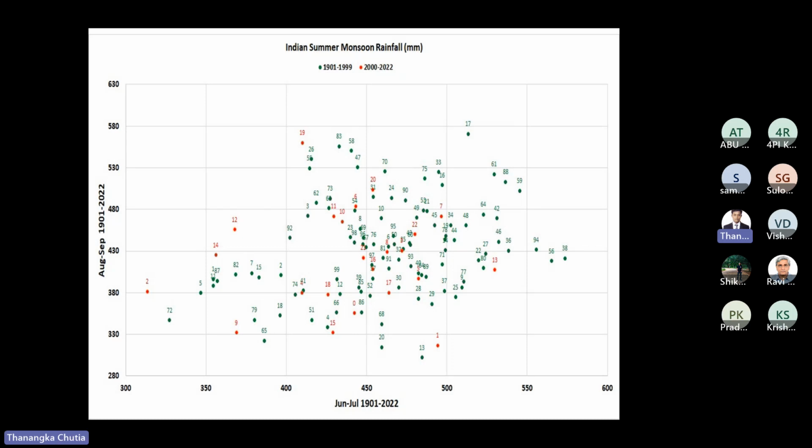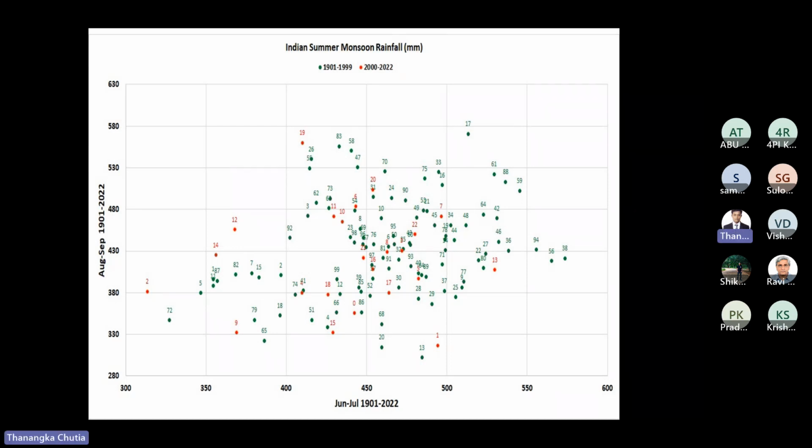And that's not true. I'll tell you why. I want to look at this figure more closely. All the red points are 21st century. So we started from 1901 to 2022. But I want to look at these.